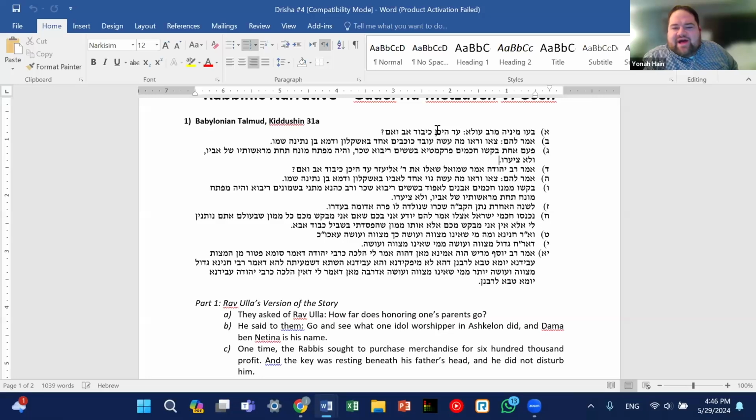So Gimel, Pa'am achat bikshu chachamim prakmatia. So they were trying to buy some sort of merchandise, jewelry, b'shishim ribo schar, and it was going to cost 600,000. So they come to Dama, the son of Natina. So they were coming to purchase. Vaya mafteach munach tachat meroshotav shel aviv. And the key to get this prakmatia was found beneath his resting father's head. Velo tziara. And Dama ben Natina did not awaken him.